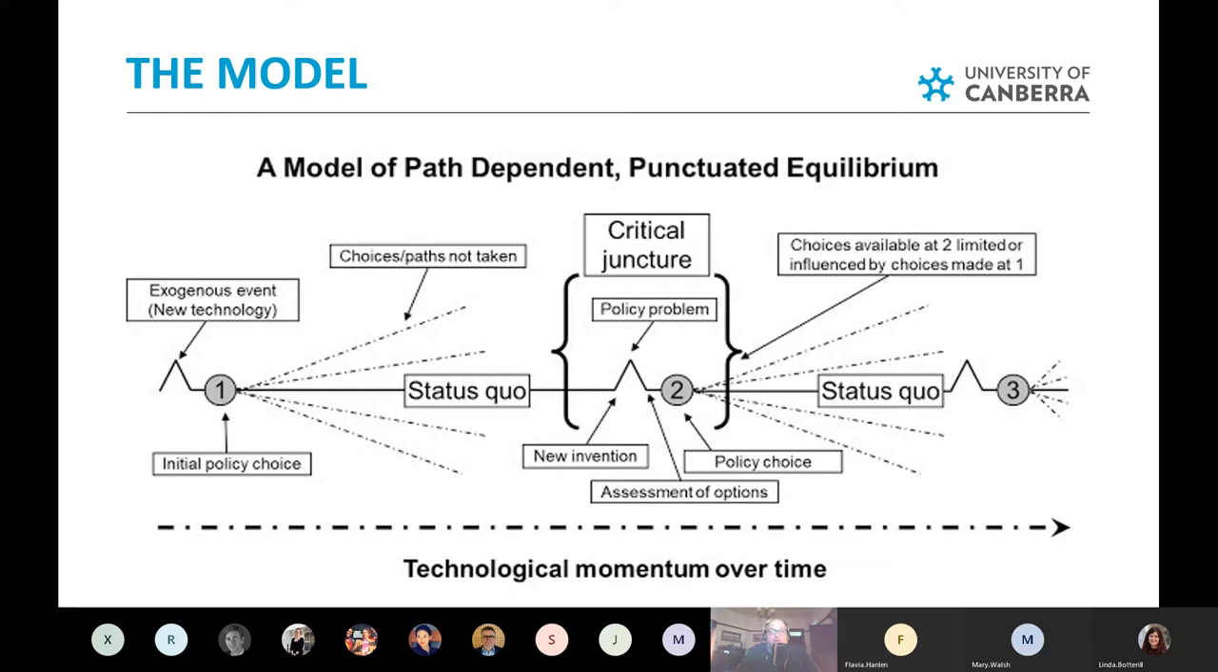So a new invention has to create a policy problem. We then have an assessment of options and then a policy choice, and that policy choice tends to lead to long periods of stasis over time. The NBN is a great example. The coalition couldn't simply undo the NBN because of the contracts and other things that had been established. There were also expectations around how they would deal with it.